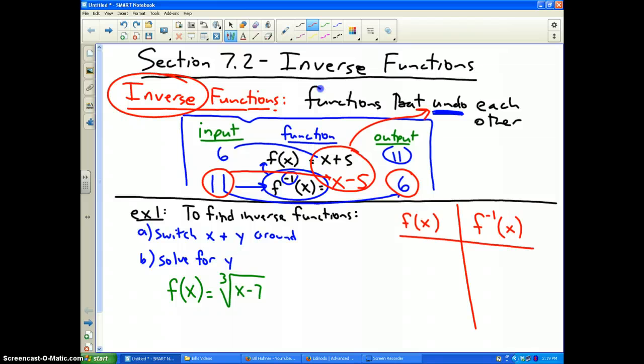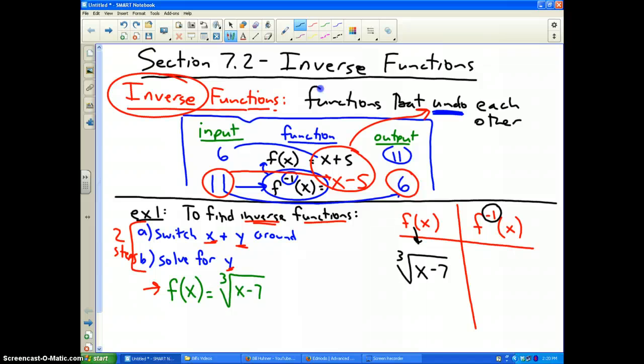All right. Hope we established that. Now, let's do some mathematical stuff. Example number 1. In order to find the inverse function of a function, here are your 2 steps. A, you need to switch the letters x and y around, and then B, once you do that, solve for y. So, here's our function. f of x equals the cube root of x minus 7. I'm going to put that in my little chart over here. The cube root of x minus 7. That's my function. I need to find its inverse.